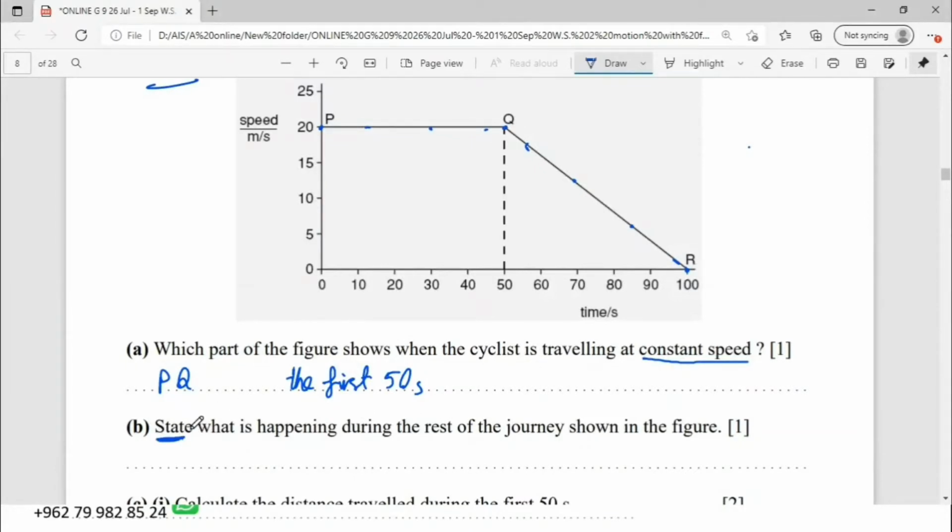State. State means you already know the answer. You have only to mention it without explanation, without any details. State what happens during the rest of the journey on the figure. What happened in the rest of the journey? Who can tell me what happened here? What's happening here?